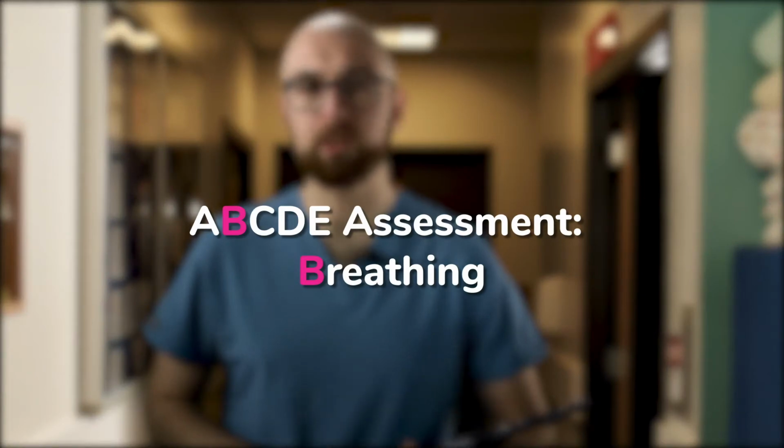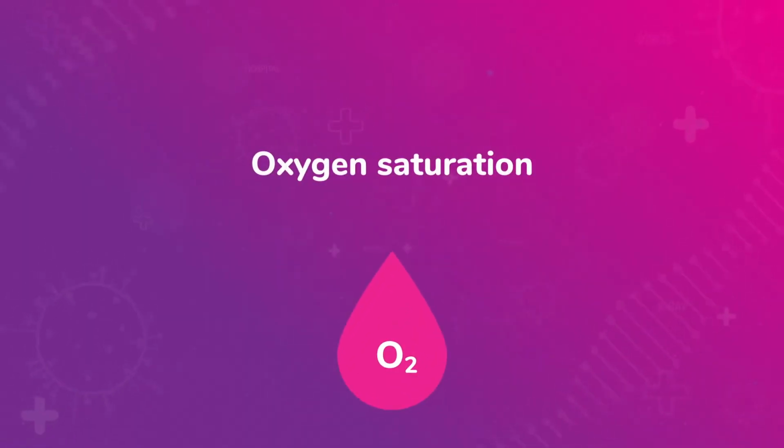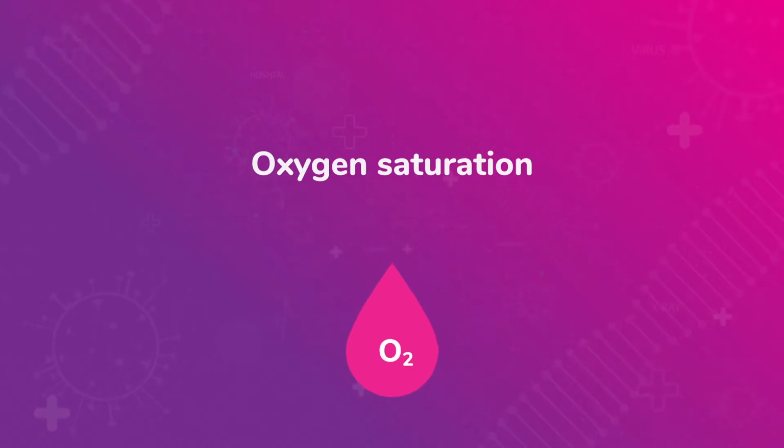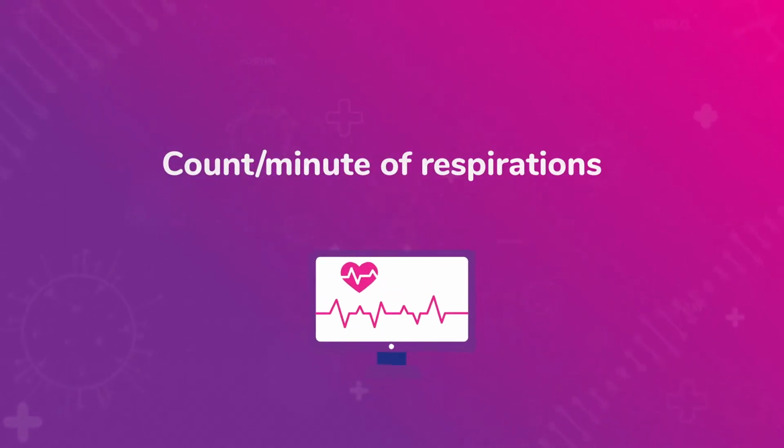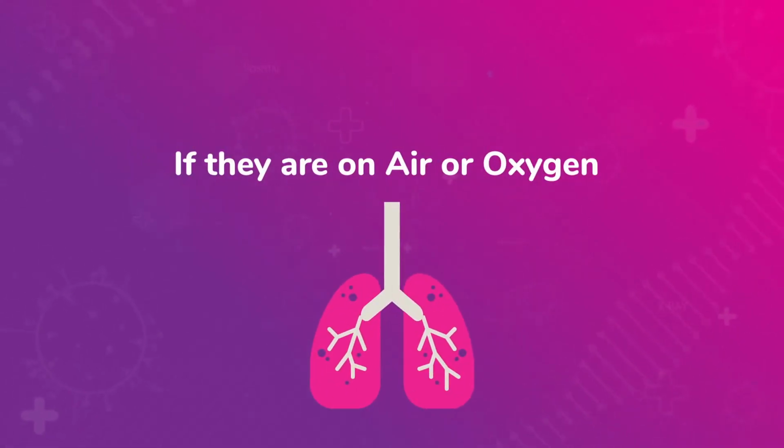ABCDE assessment, breathing. After assessing the patient's airways, you need to assess their breathing. The vital signs you will need to record as part of your breathing assessment are the oxygen saturation of the patient, the count per minute of respirations, and whether they are on air or oxygen. You are looking at the rate, rhythm, and depth of the patient's respirations to understand how well they are breathing. Remember the look, listen, feel approach.